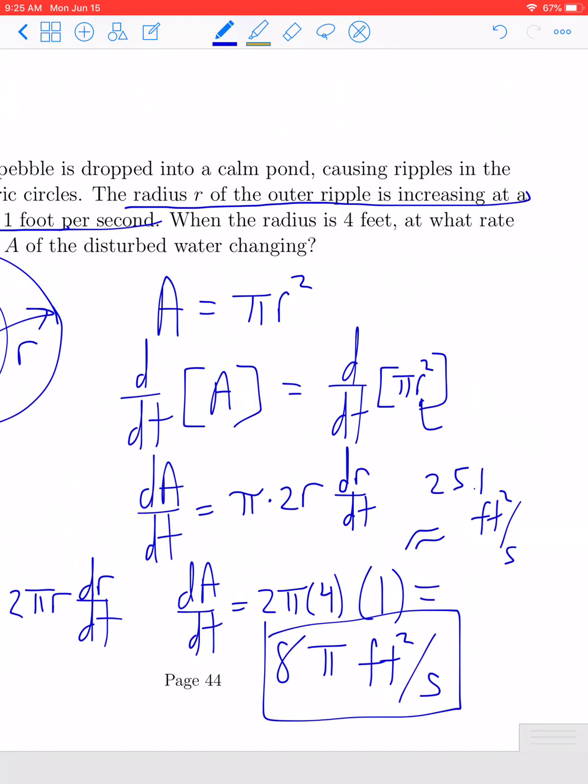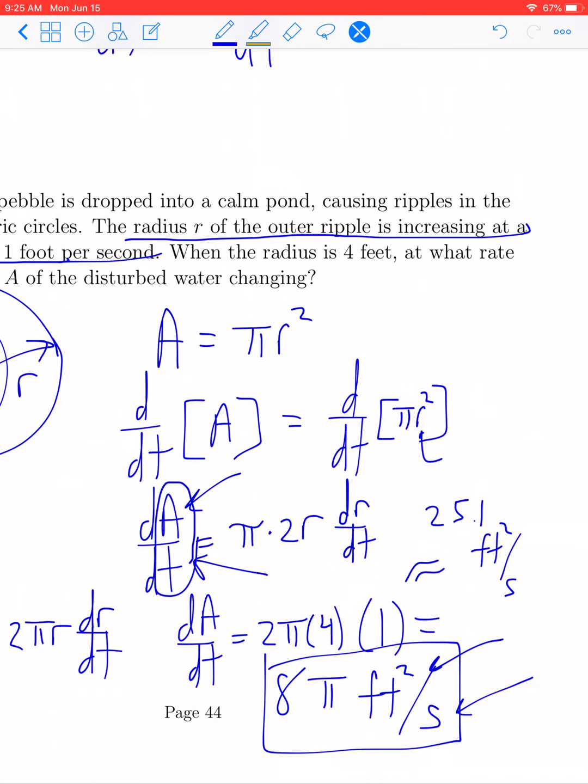One of the things that I find oftentimes can be helpful to get the units correct is if you just forget the differential for a moment. Area, we know that's square units. So that's where we get the feet squared. And we know time in this case is measured in seconds. So the units for the final answer should be feet squared per second. It's going to be units of area divided by units of time.